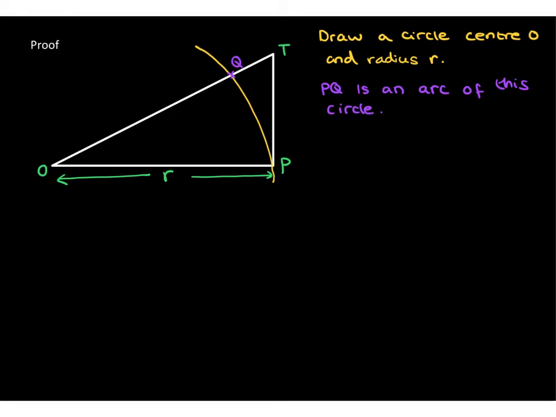Now, what's interesting is that there is a right angle here. And because OP is a radius of the circle and TP is perpendicular to the radius, we know from our circle theorems that the radius and the tangent are perpendicular at the point of contact on a circle, which means that PT is a tangent to the circle at P.